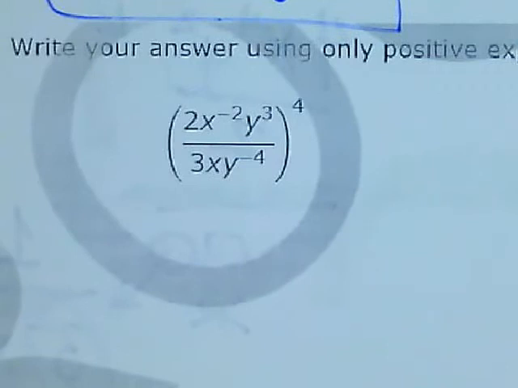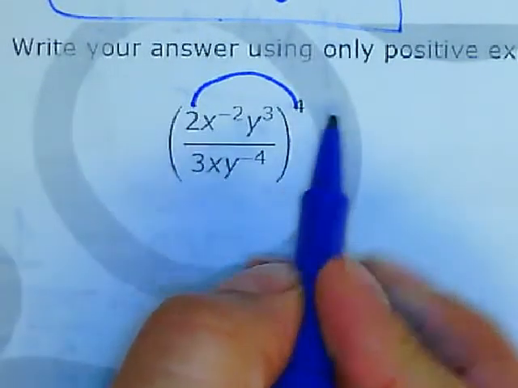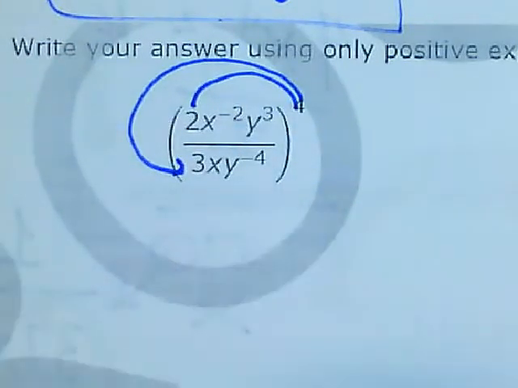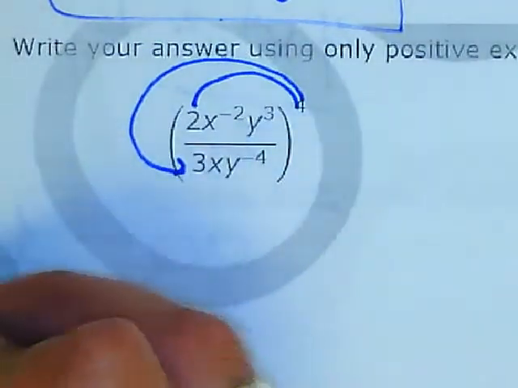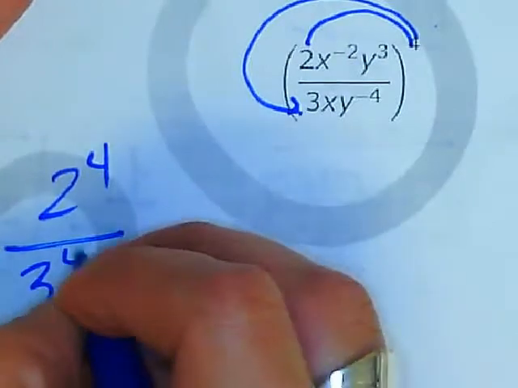Okay? And the last one that I'm going to do, this is power to a power. So this one, I need to give the power of 4 to everything in the parentheses. I'm going to do it to the numbers first and put them aside. So 2 to the 4th, and then over 3 to the 4th. So this is on the side. I'll deal with them later.